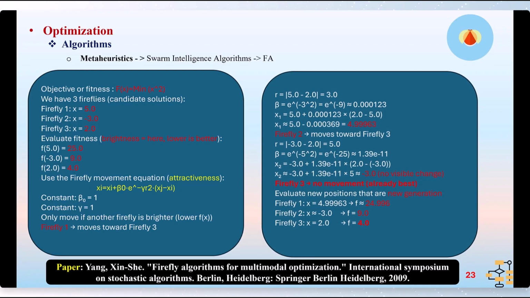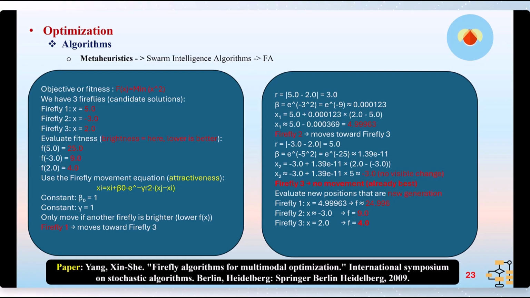Again, we are looking for the minimum of f(x). We have 3 fireflies, which are our candidate solutions, and we are going to evaluate the fitness. So here, lower is better. However, the concept says the brighter is better, but here the function says minimizing f(x), that means lower is better. So there's a main equation which is called attractiveness. That means fireflies are attracted to the one which has brighter light, because fireflies produce light. Also, we have 2 constants here, which based on the paper are 1 and 1. So fireflies move if another firefly is brighter, meaning it has the lower f(x) value.